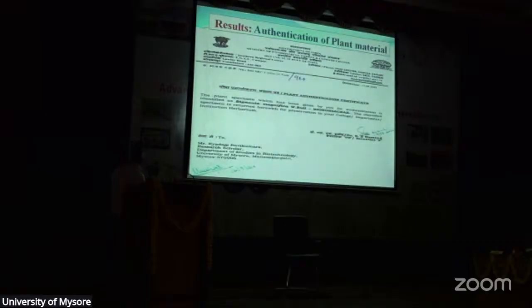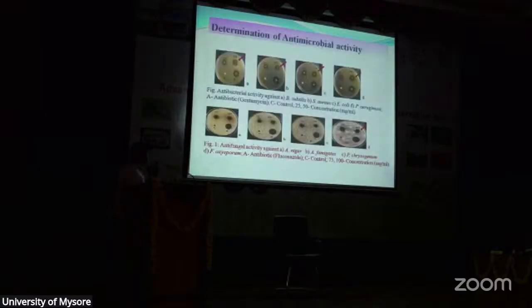So the results: authentication of plant material from the Botanical Survey of India, Coimbatore, Tamil Nadu. Antimicrobial activity of Bignonia magnifica against gram-positive and gram-negative bacterial strains and fungal strains by the well diffusion method. This figure shows the good antibacterial and antifungal activity.